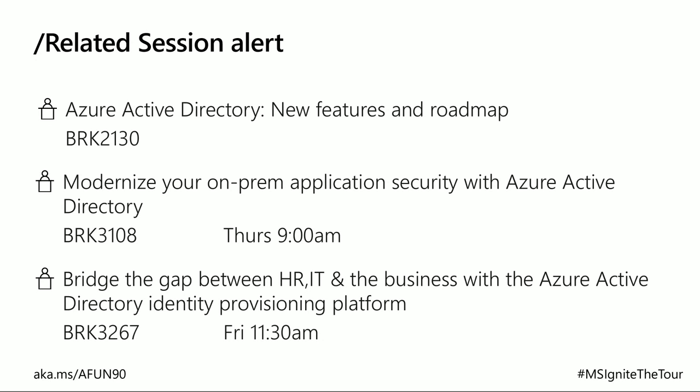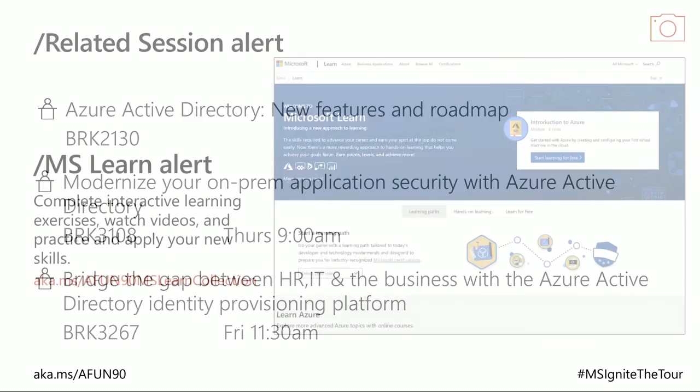And then there's one in particular about modernising on-prem application security, so how you use this to extend access to your on-prem apps, which is on Thursday. And then there's one about identity provisioning on Friday morning that talks a little bit more about how we link it together when we create new users, so we don't have to go and create them in a bunch of different systems.